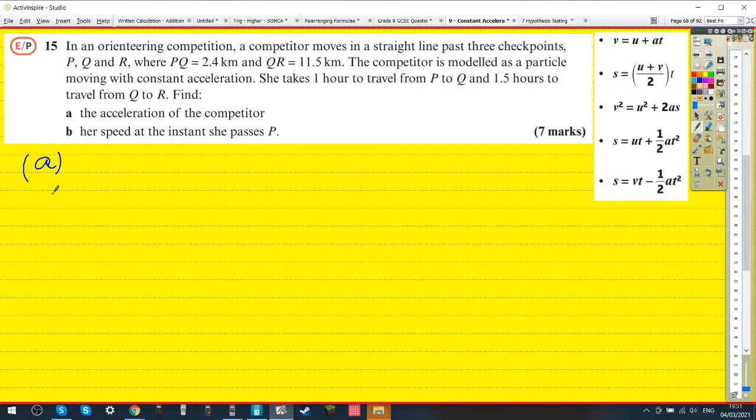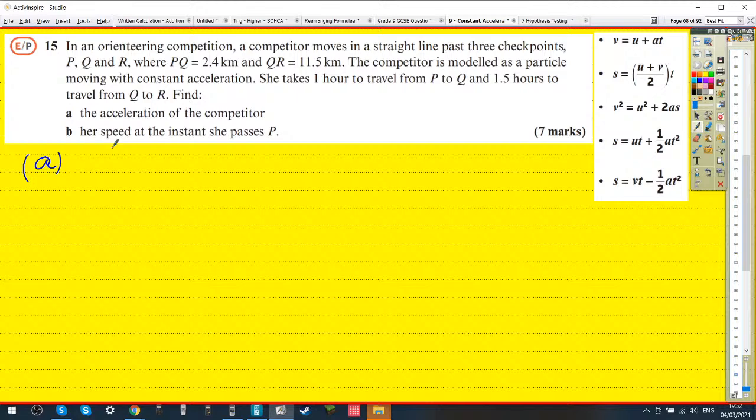So for this, would you have S as 13.9? From P to R, is it? Yeah. So P to R, S would be 13.9. Okay. What would be T? 2.5 hours. Okay. There's something else though. What third thing can we get then?